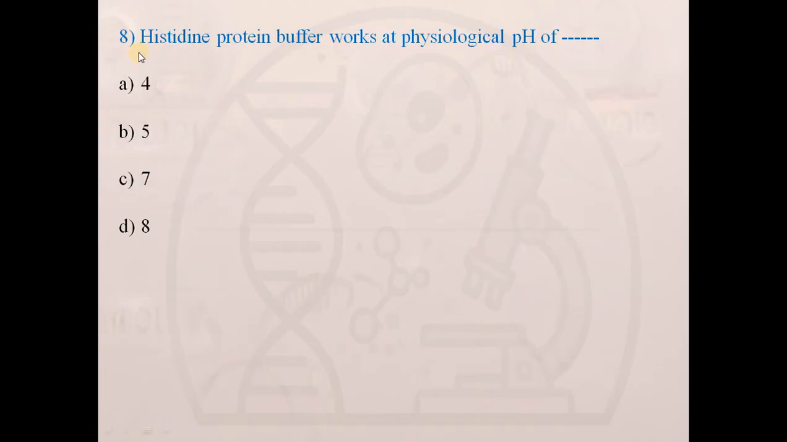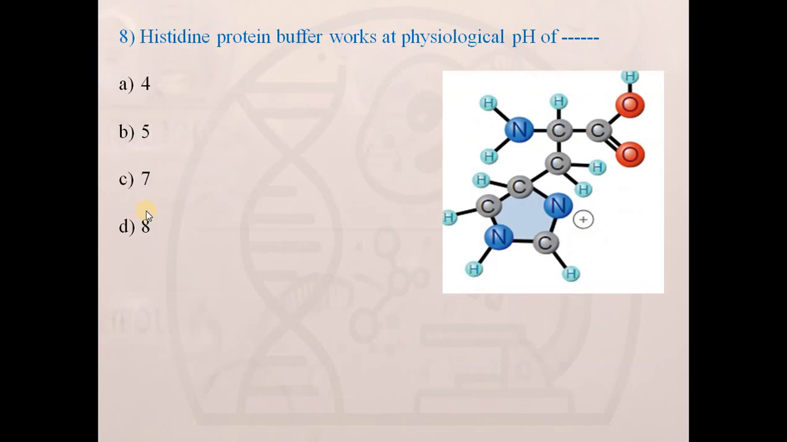Coming to the next question, 8.1. Histidine protein buffer works at physiological pH of. If you know the physiological pH, you can directly answer this question. That is option C, 7.